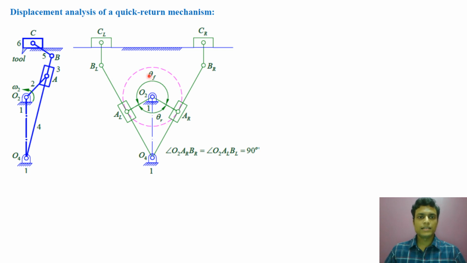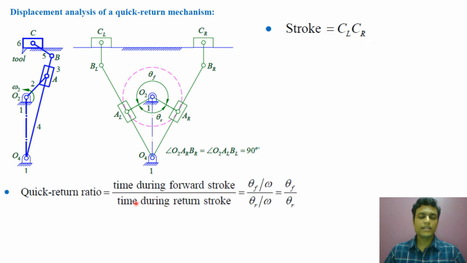So theta r is less than theta f here, so we'll get a quick return ratio which is more than 1. At the corresponding position, angle O2AR BR is 90 degree because this is tangent to this circle, and angle O2AL BL is 90 degree. Now what is my stroke? I have already described that CL CR is the stroke, and the quick return ratio is the time during forward stroke by the time during return stroke. So that is theta f by omega divided by theta r by omega, that is theta f by theta r.